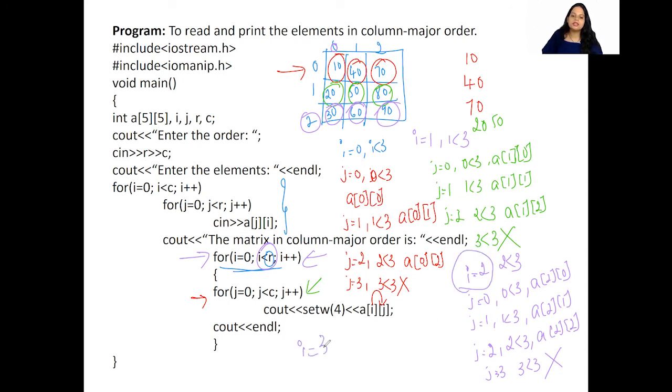So when we increment it, it is going to become 3. But is 3 less than 3? It is not. Hence, we are going to come out of this. But we have printed all our data items, isn't it? So this is how we are going to take an element into a two-dimensional array, and print the element from a two-dimensional array, right?